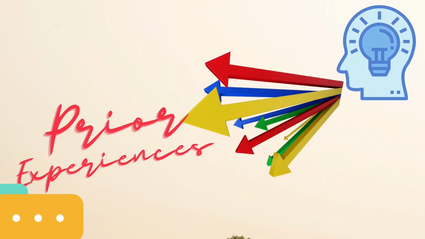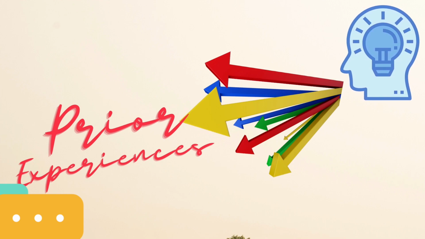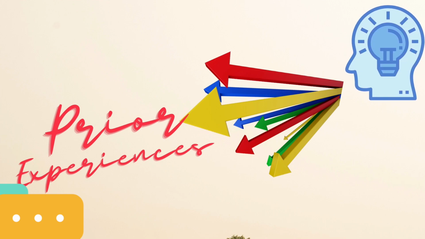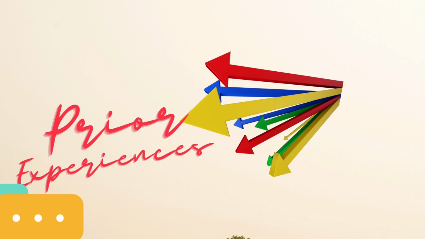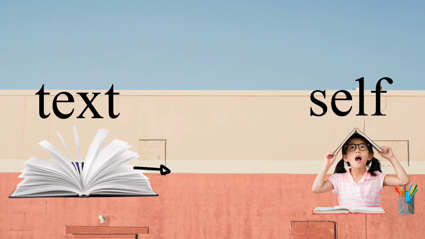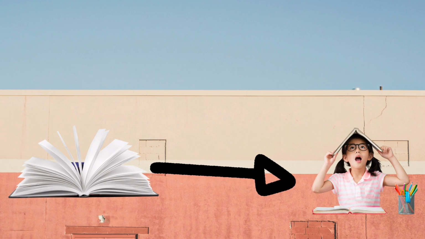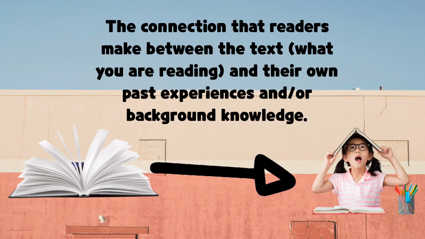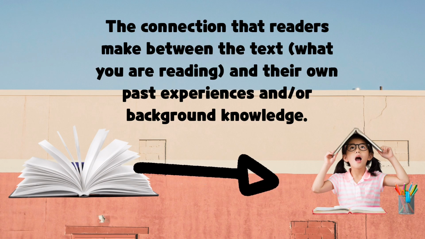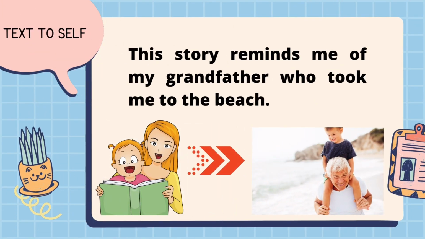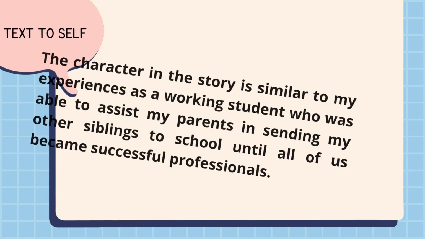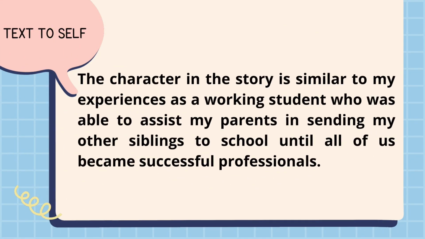How do good readers make connections? There are 3 different ways that a reader can make connections. First is text to self. These are connections that readers make between the text and their own past experiences or background knowledge. Example, this story reminds me of my grandfather who took me to the beach. Another example.